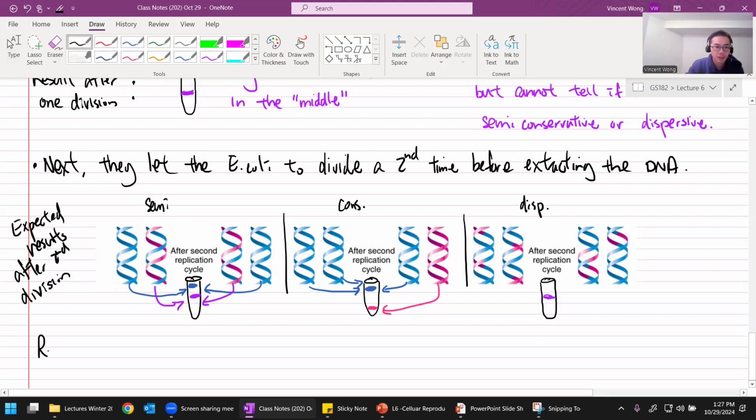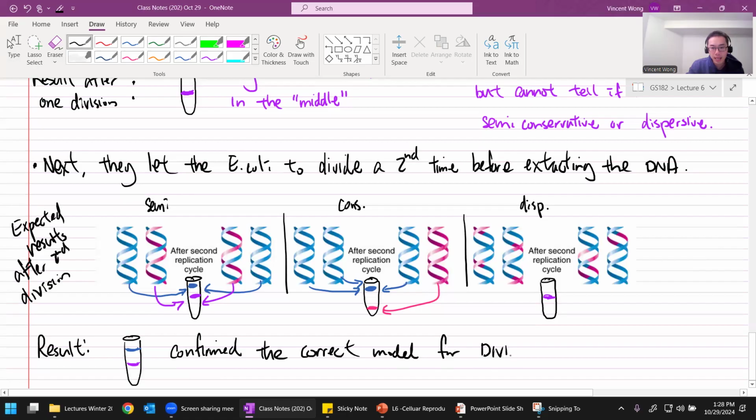Okay. So result. The actual result was that they saw a band at the top and the middle. All right. So confirmed. The correct model for DNA replication is semi-conservative.